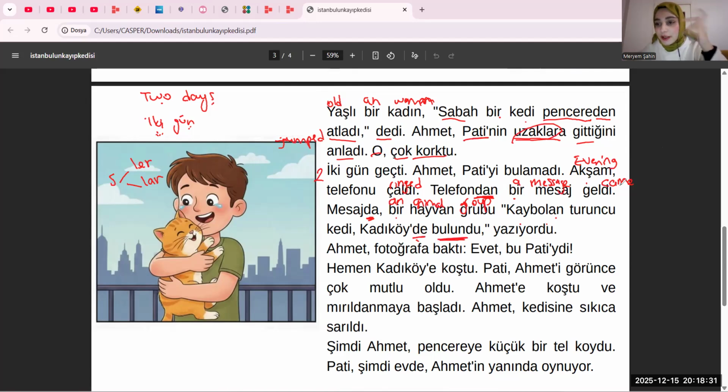At Kadıköy, sorry, because there bulundu, found. Yazıyordu. It was written as this. Ahmet fotoğrafa baktı. Looked at the photo. Ahmet looked at the photo and yes, evet, bu, this, patiydi. Yes, this was Pati. Also, again, we're seeing past tense. In Turkish, we say ek fiil. But it's not the right time to talk about this one because it's going to be too much grammar.